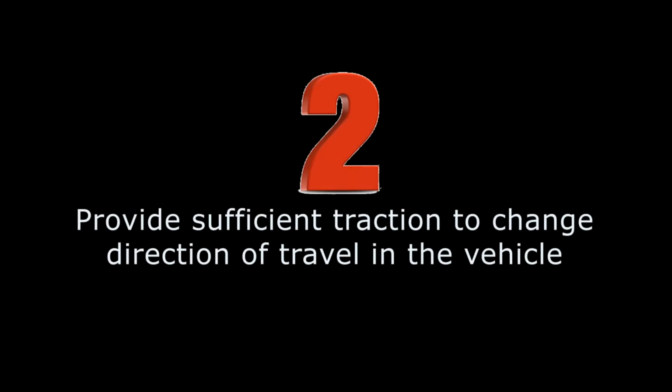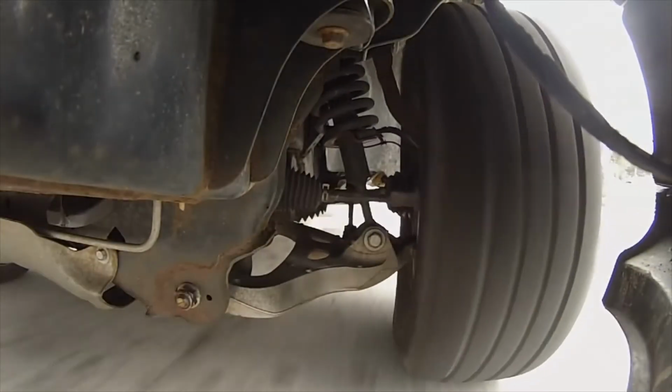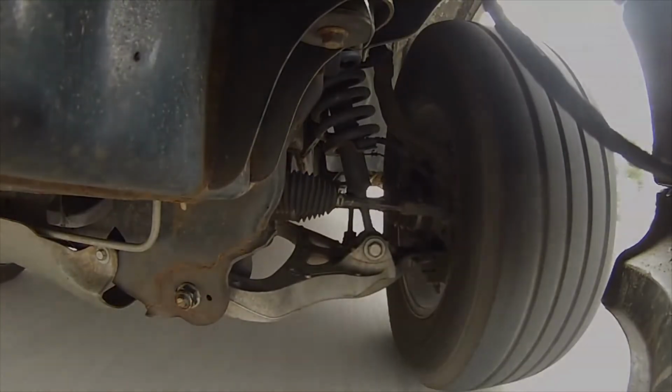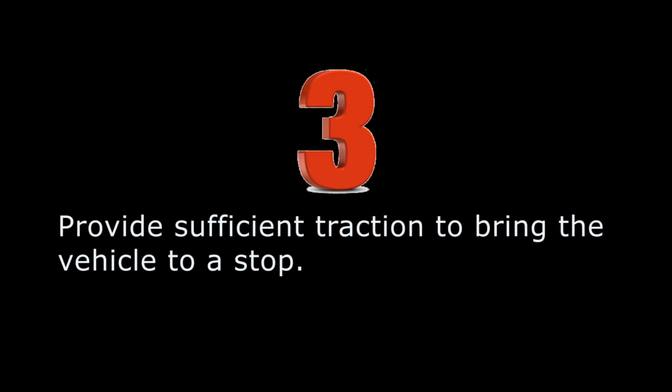Secondly, tyres are there to provide sufficient traction to change the direction of travel in the vehicle, allowing us to steer. Thirdly, they're there to provide sufficient traction to bring the vehicle to a stop.